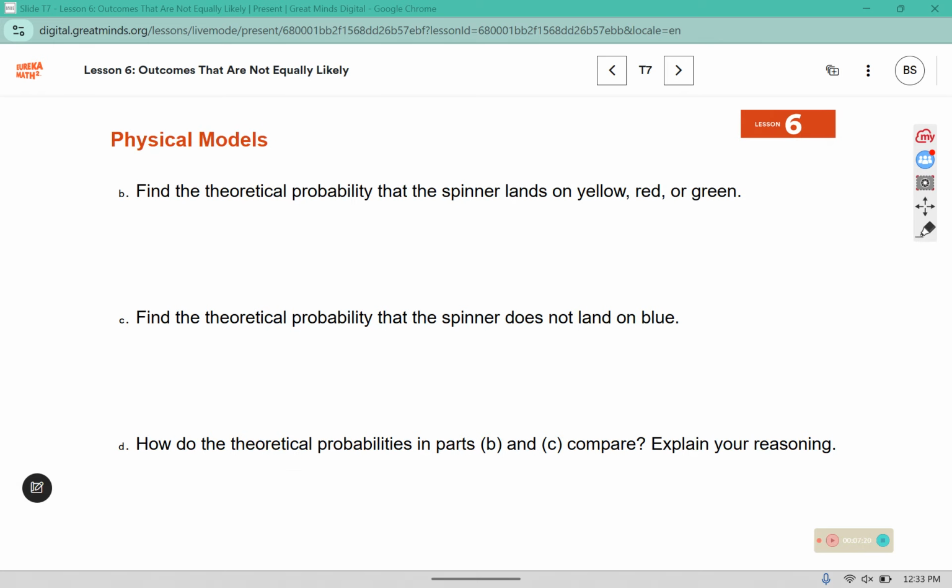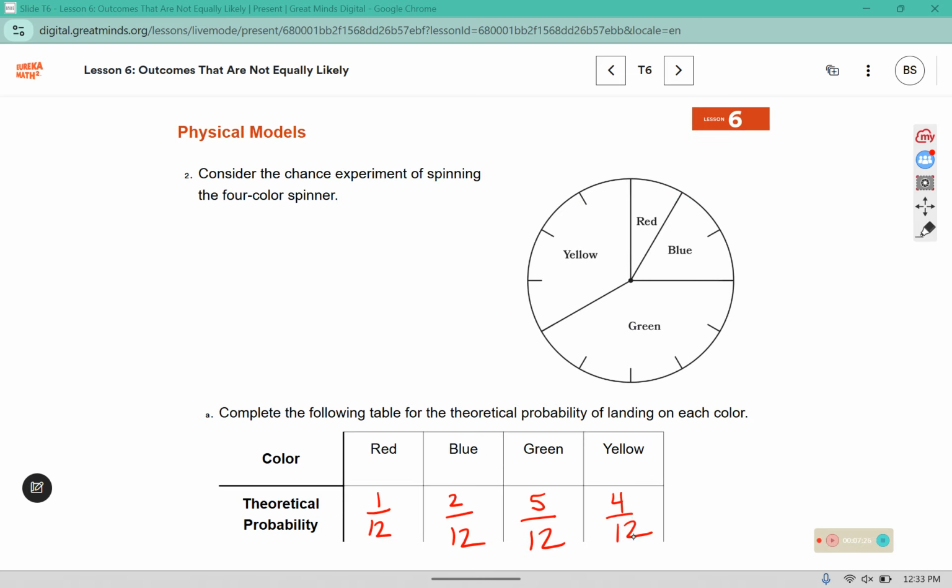Part A says find the theoretical probability that the spinner lands on yellow, red, or green. So yellow is 4, red is 1, and green is 5. So 4 plus 1 makes 5, plus 5 makes 10 twelfths.